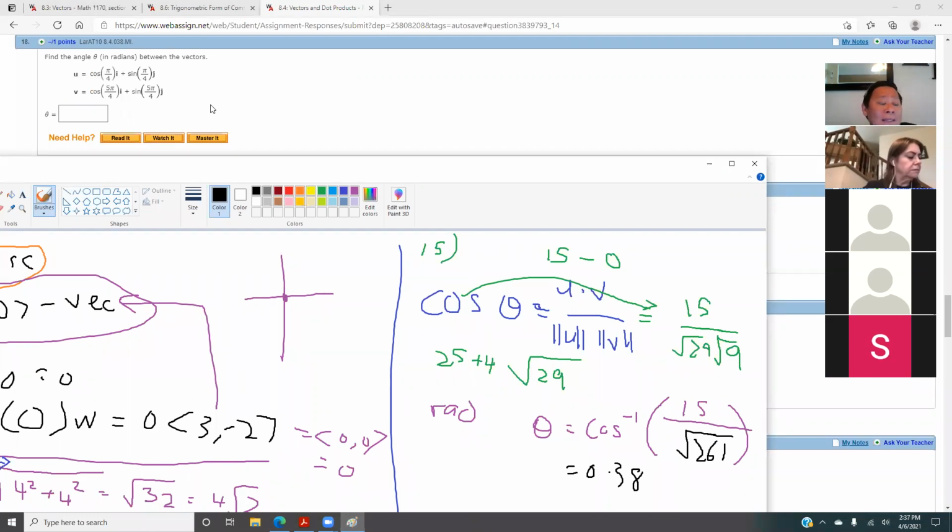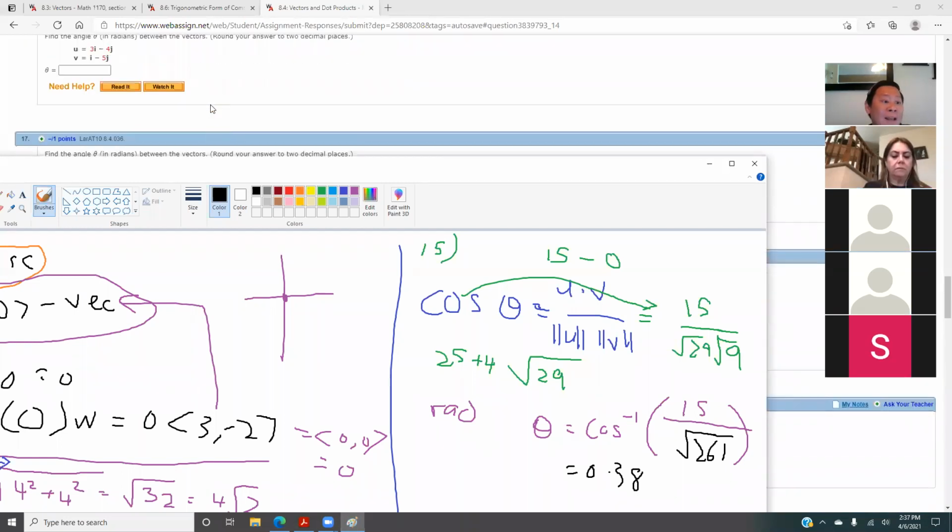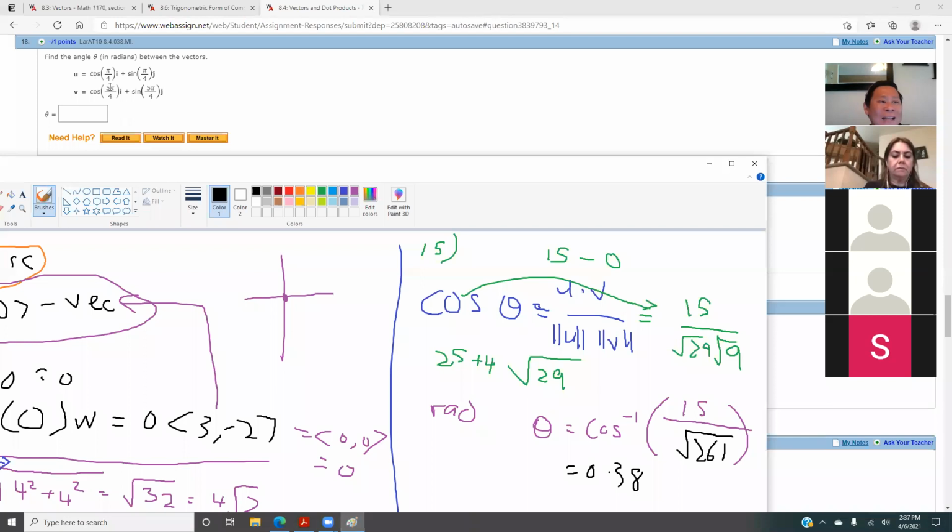The reason why 18 is a little bit different is because this time your u and v are not in the ij form. It's in ij form, but it's in the cosine sine form. I can tell you it's going to be the same thing. So how do you find the theta for number 18?